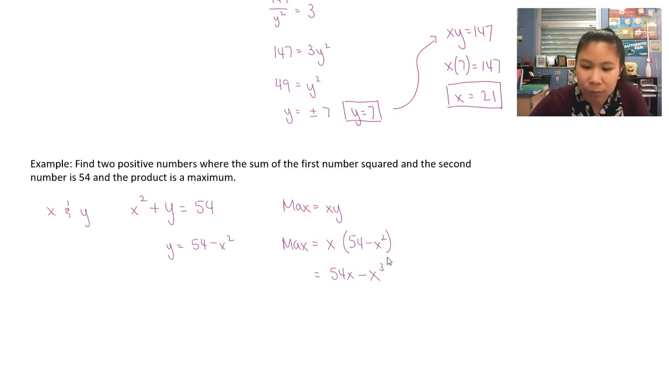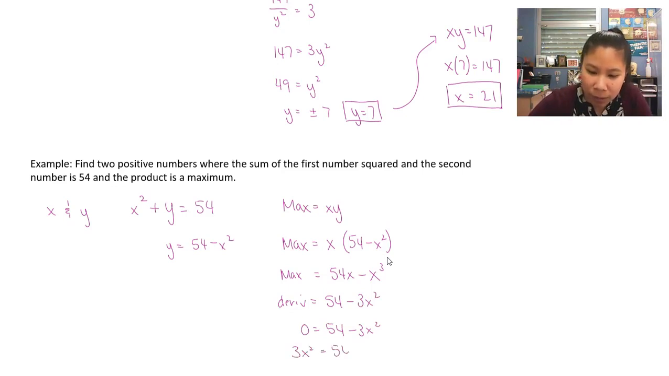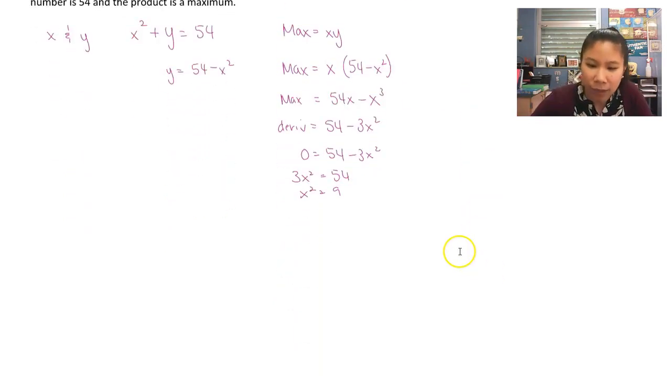So distributing out that x is going to end up with 54x minus x cubed, and then finding the derivative will give me 54 minus 3x squared. Set that equal to 0 so that we can solve for x. If I add 3x squared to both sides and divide both sides by 3, I end up with x equals plus or minus 3.